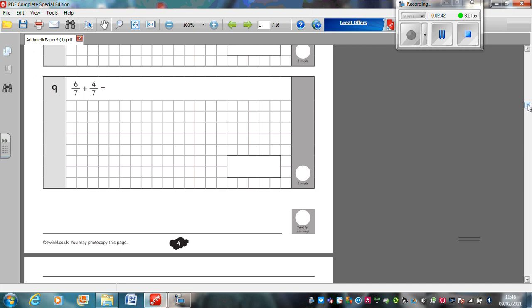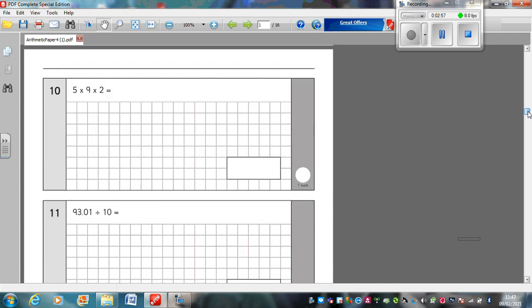Question 9. 6 sevenths add 4 sevenths. If the denominators are the same, we just add up the top. If that makes it an improper fraction or a top-heavy fraction, make sure we simplify it. Question 10. 5 times 9 times 2.